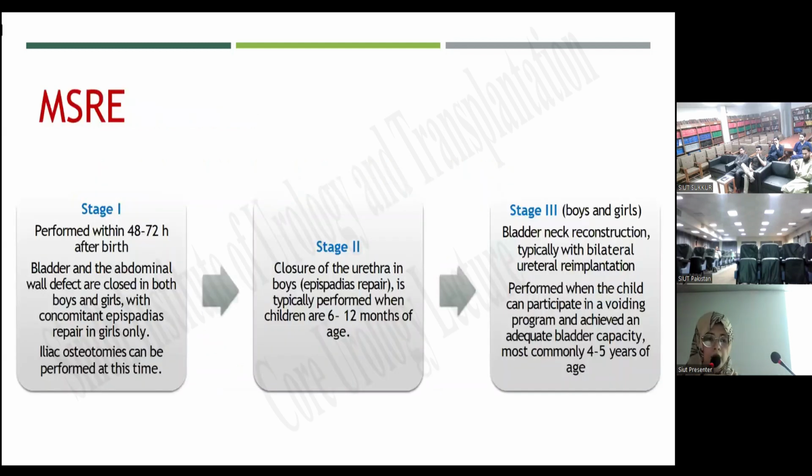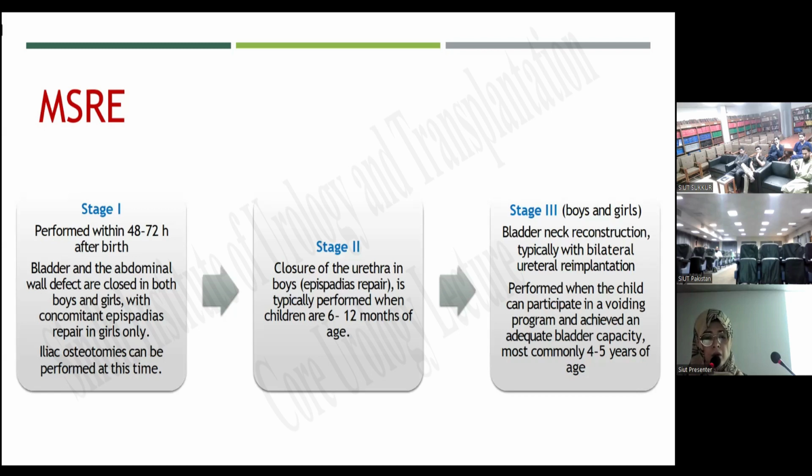This is the modern staged repair. There are three different stages of the modern staged repair of the exstrophy. Stage one is usually performed within 48 to 72 hours of birth in both boys and girls. In the girls, the concomitant epispadias repair can be done along with the primary closure of the bladder and the abdominal wall. The iliac osteotomies can be performed at this time.